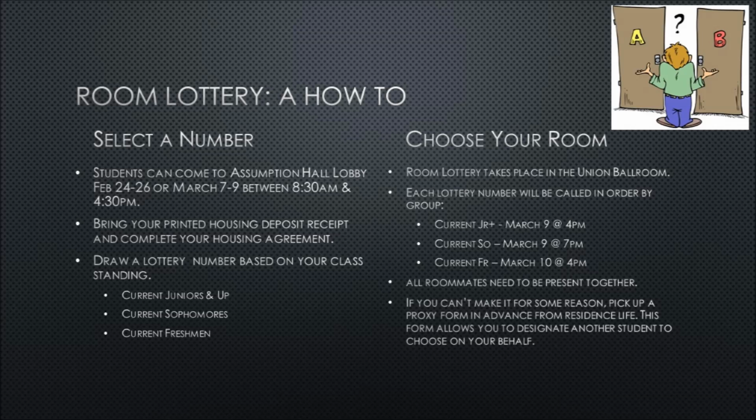There are 3 separate sets of lottery numbers, one for current juniors and up, one for current sophomores, and one for current freshmen. To choose your exact room or suite or apartment, come to the Union Ballroom at the specified time. Current juniors and up can select on March 9th beginning at 4 p.m. Current sophomores select on March 9th beginning at 7 p.m. Current freshmen select on March 10th beginning at 4 p.m. All roommates need to be present together, so if you can't make your assigned selection time, pick up a proxy form to designate a friend to select on your behalf.